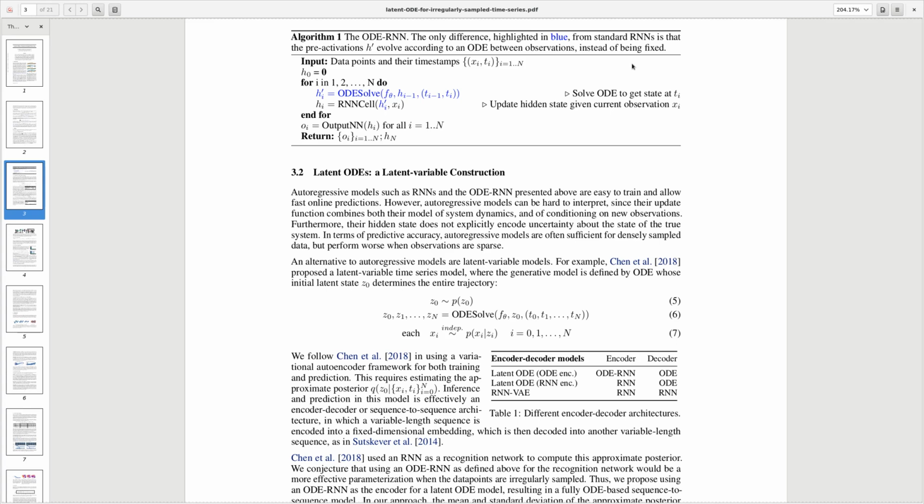So you get input points and their timestamps, and then there is a for loop. First you use an ODE solver, and then on the result you apply the RNN cell. I get H1. So solve the ODE to get the state at t_i, then update the hidden state given the current observation x_i. Then there's the end of the loop and the output. Okay.